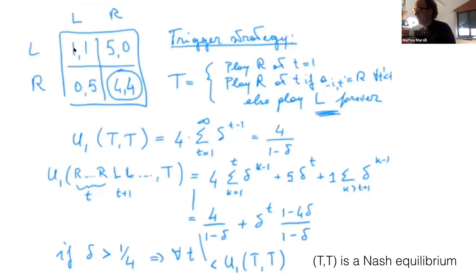So the idea is again one of a threat, which is triggered by the deviation of the other player. And this deviation of the other player triggers a punishment. A punishment is playing L forever. Now you can think about computing the utility function of player one if we place this trigger strategy against a trigger strategy. If both players play a trigger strategy, it means that they will always play R, because no one deviates, so they will continue playing R.